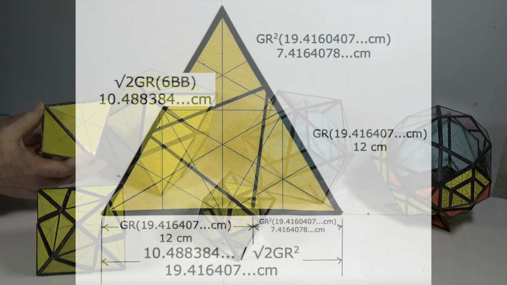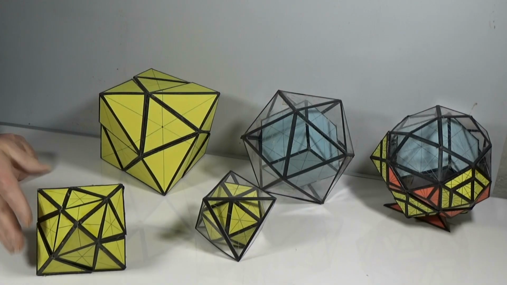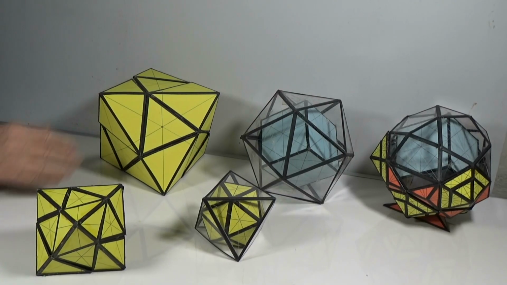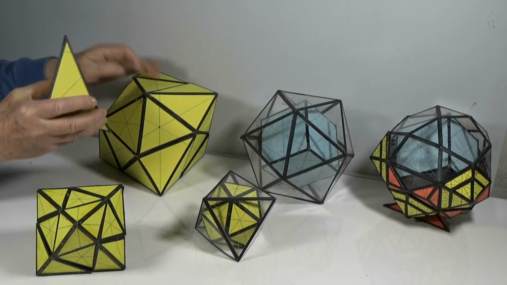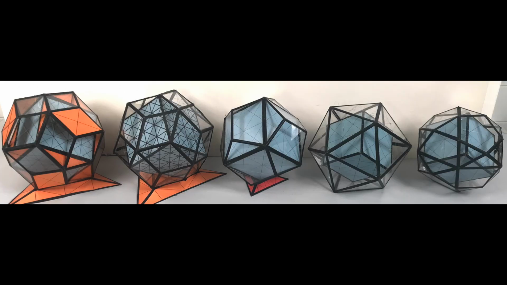There is a structural constant that can build any icosa inside an octa or vice versa. To find the cube inside an icosa, convert the icosa to an octa and multiply the edge of the octa by the square root of 2/9, and you have the cube inside the icosa. In the next video, we will explore the cubes inside the bubble family.